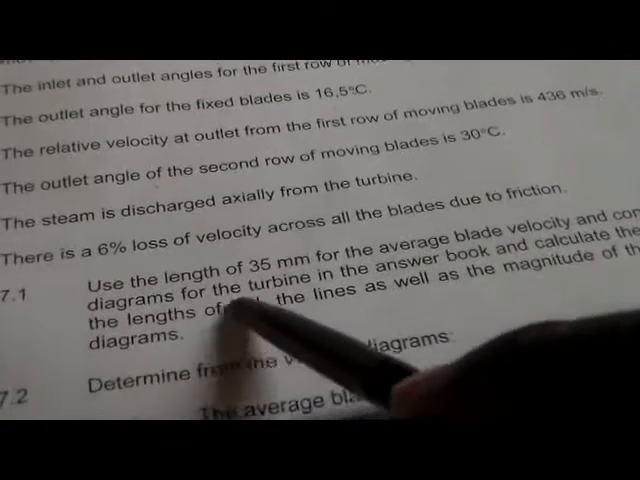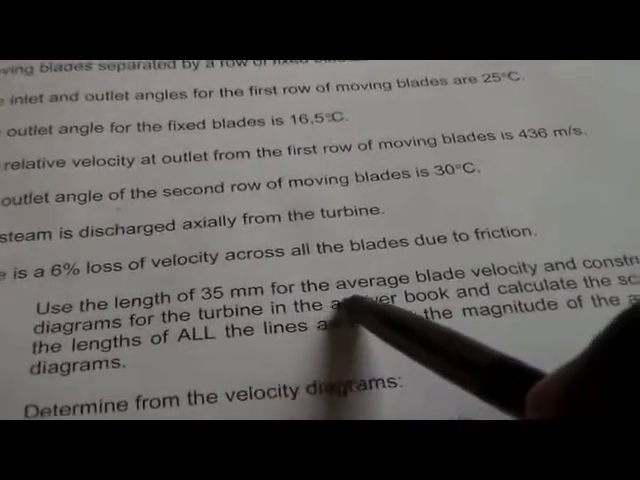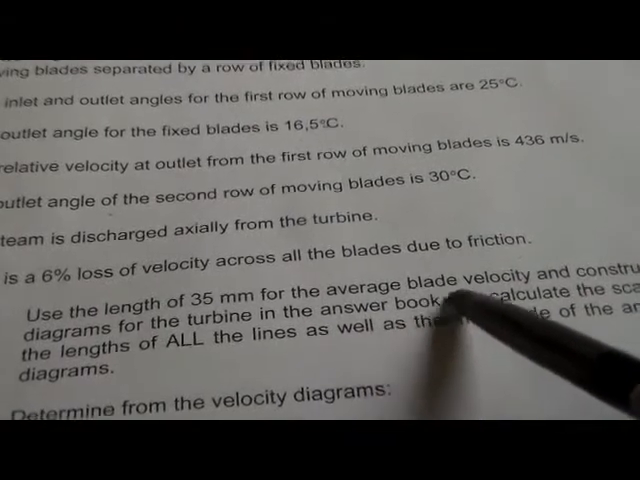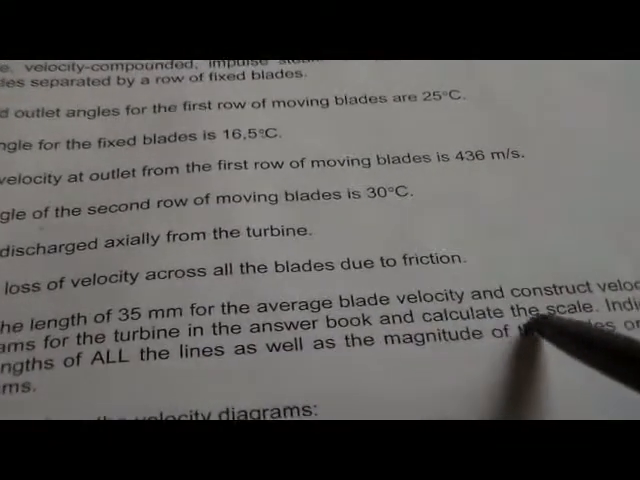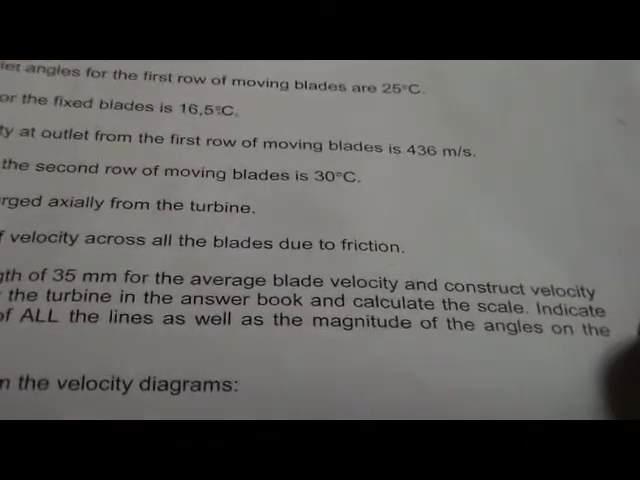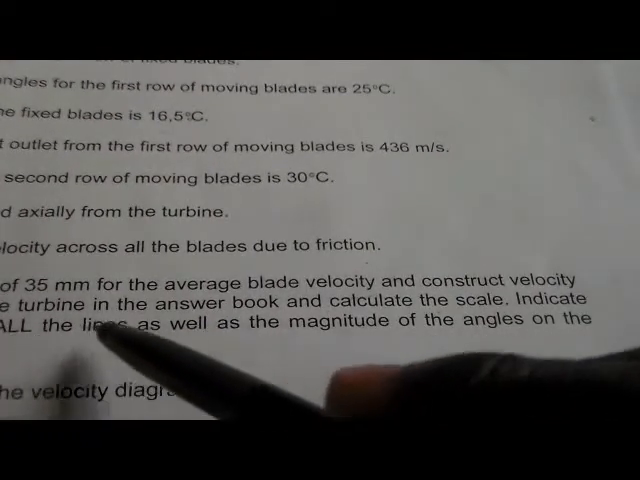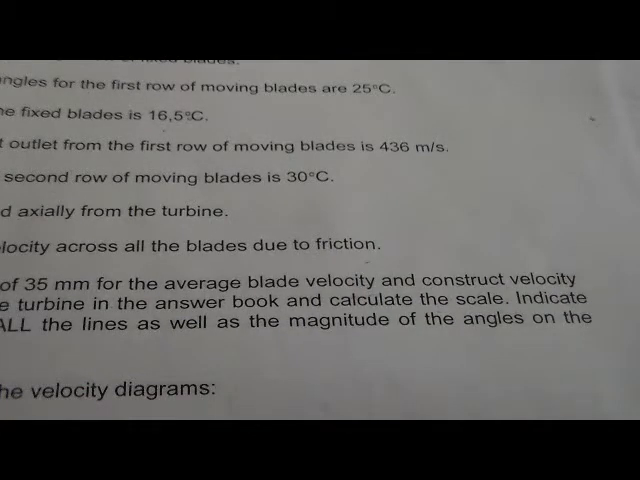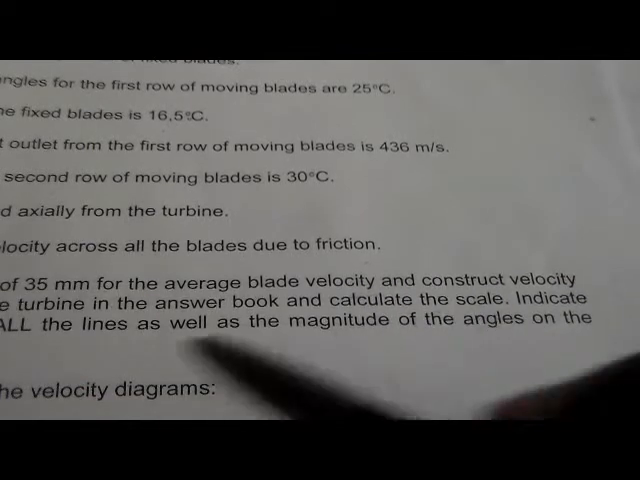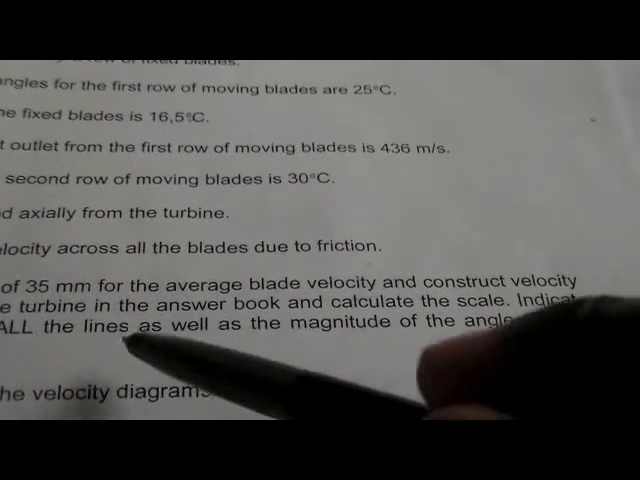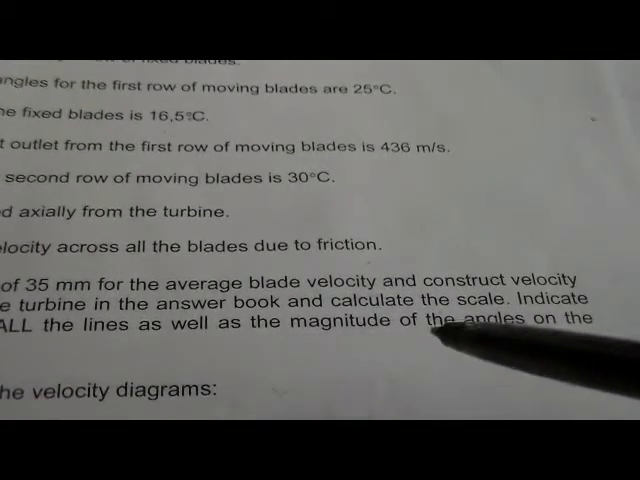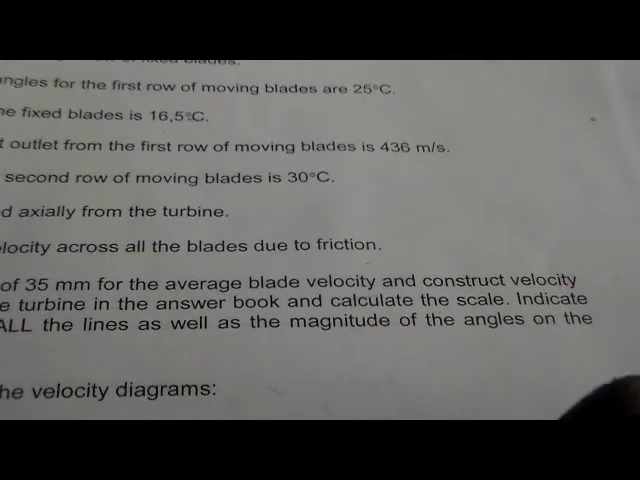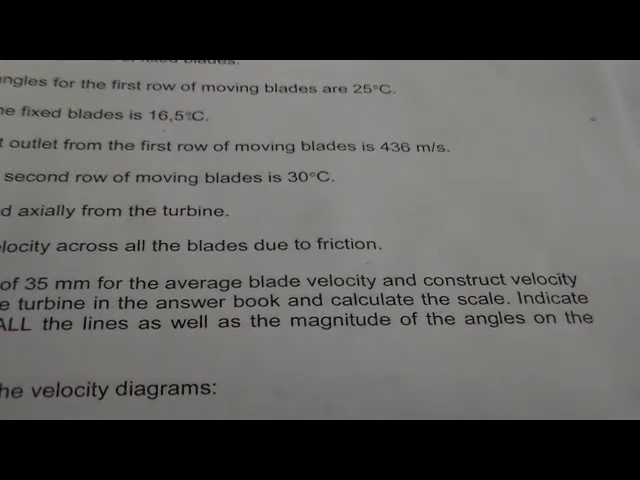Now they said to use a length of 35 millimeters for the average blade velocity and construct the velocity diagram for the turbine in the answer book. Then calculate the scale, and indicate the length of all the lines as well as the magnitude of the angles on the diagram. Okay, so now let's go to our angle.